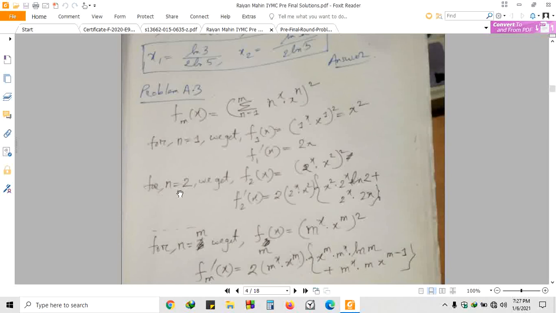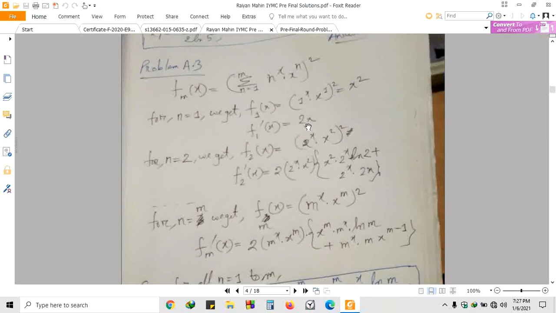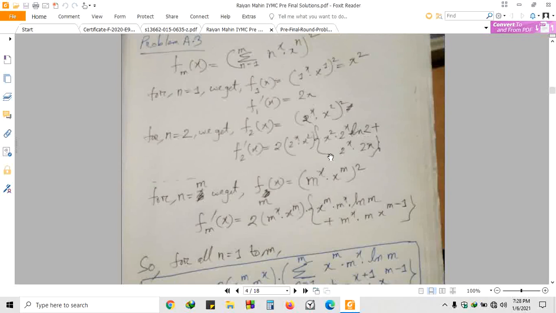Similarly, for n equals 2, we get 2 to the power x into (x squared) whole squared. And here the differentiating rule is the uv rule, and we know that if we differentiate two functions u and v, the resulting derivative will be u into d/dx of v plus v into d/dx of u. So that was the formula. So if n equals m, what will be the function? It will be m to the power x into (x to the power m) whole squared, and then again do differentiating.